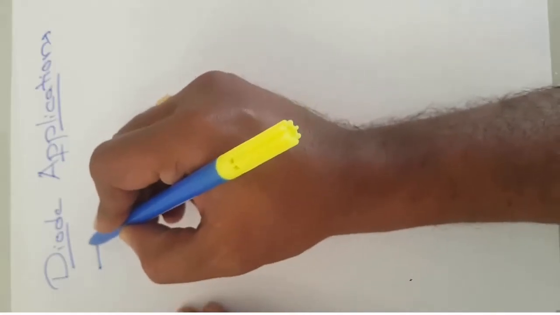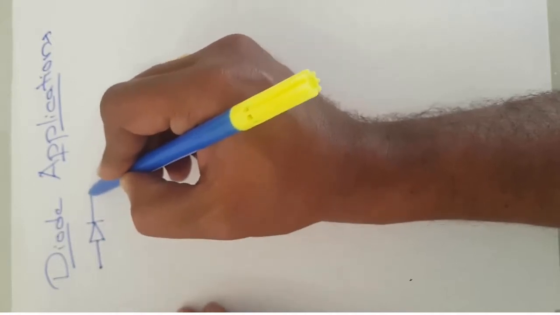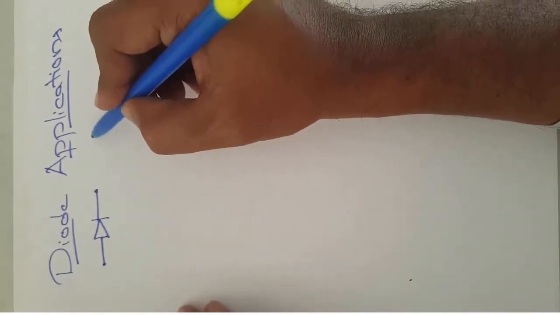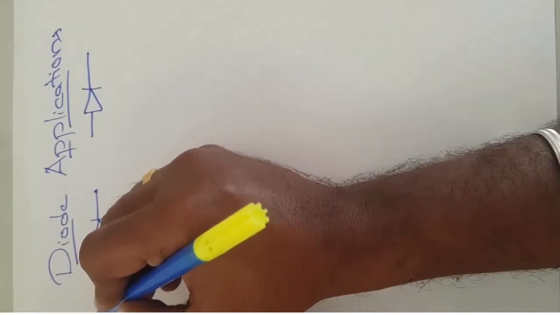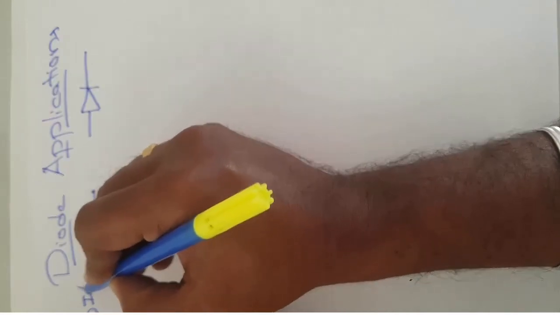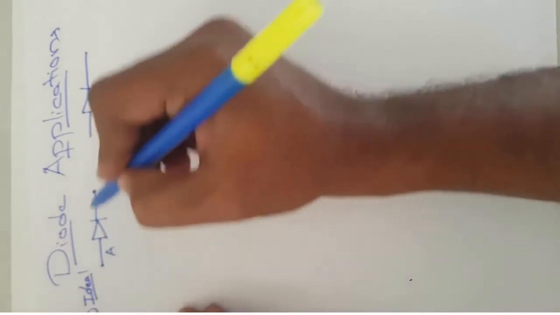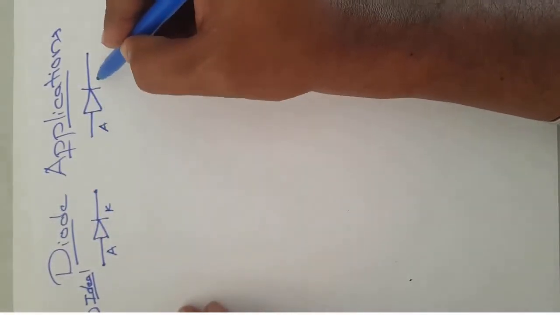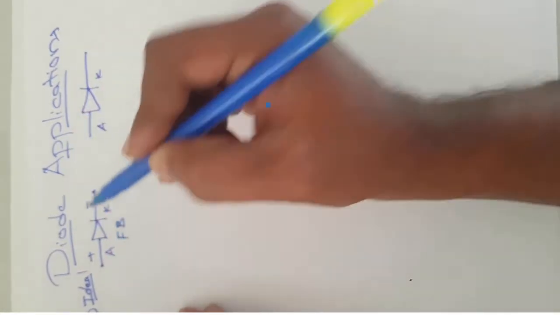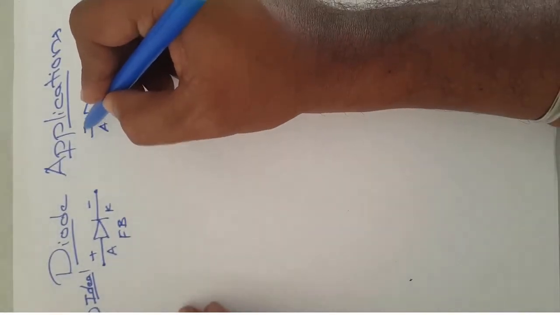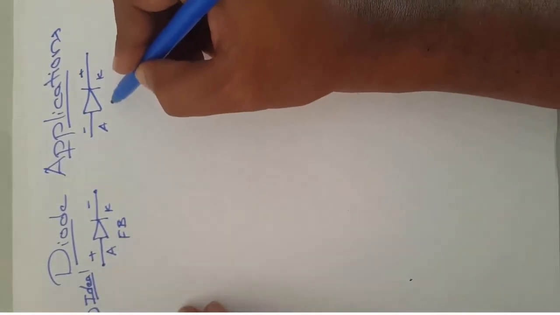So what are the applications of the diode? Once again, the equivalent circuit of a diode during forward bias as well as during reverse bias. Let me take this as the first case, where I consider an ideal diode. This is the anode and this is the cathode. Let me consider the anode is more positive than the cathode. It means it is forward biased, and in this case the anode is negative and the cathode is positive. It means it is reverse biased, right?